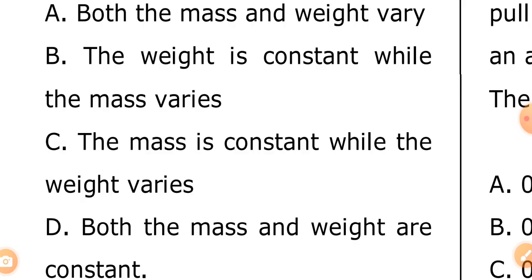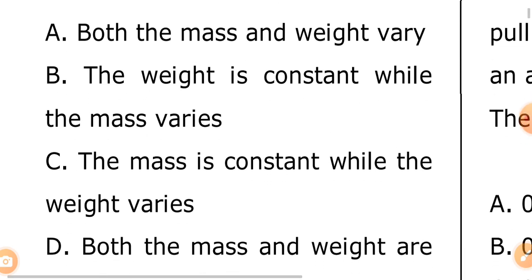The answer is simple. The mass is constant while the weight varies. You know weight changes due to difference in gravity, right? Difference in gravity in several places, several locations. But the mass is always constant. I want you to learn this.